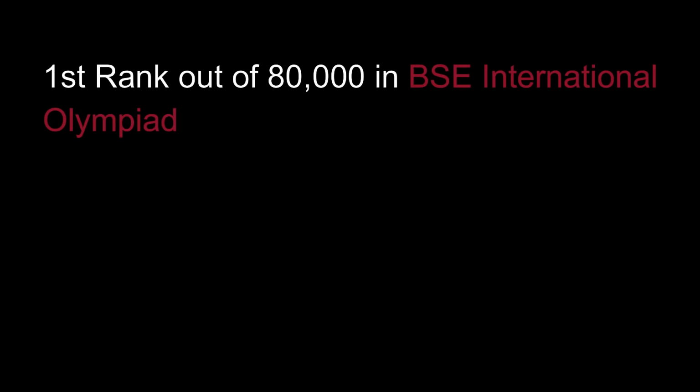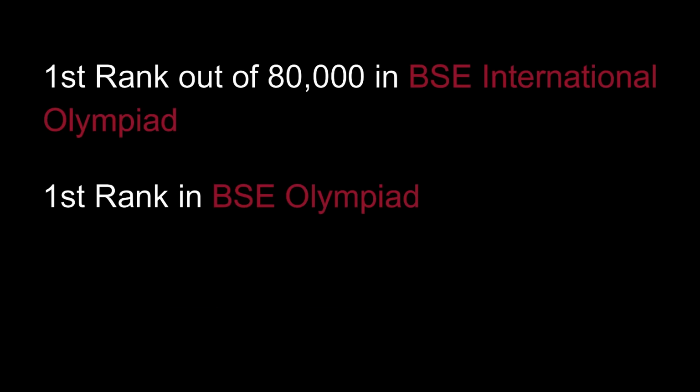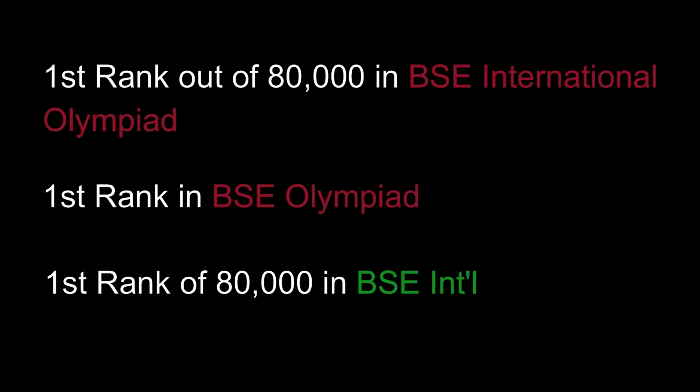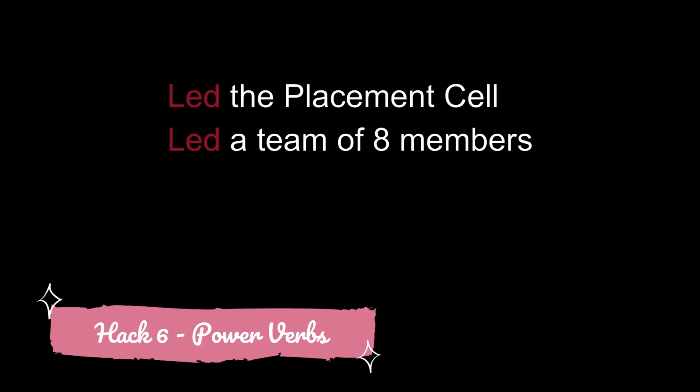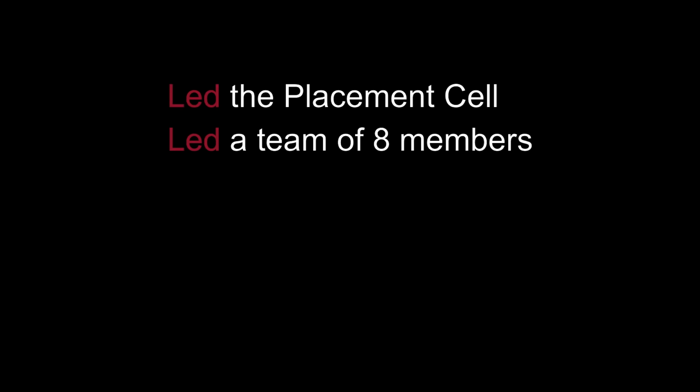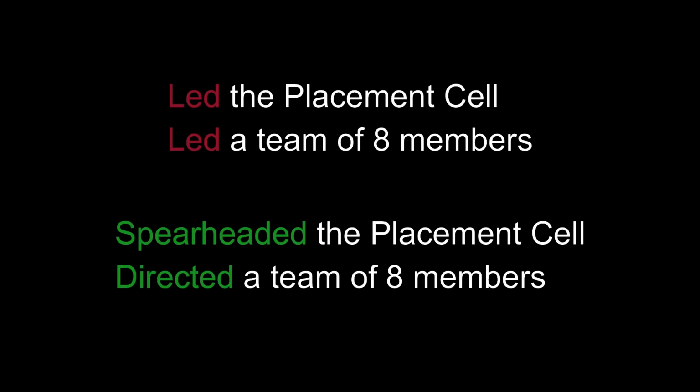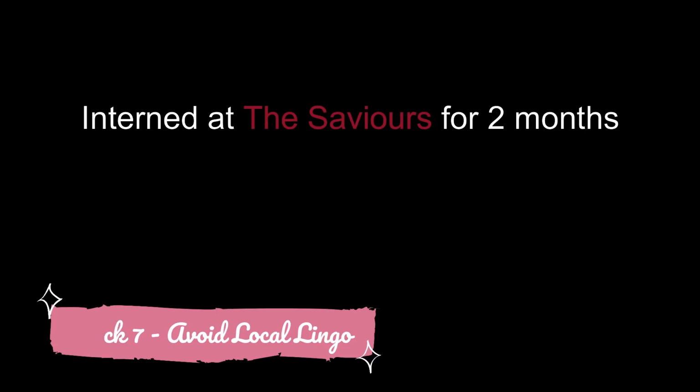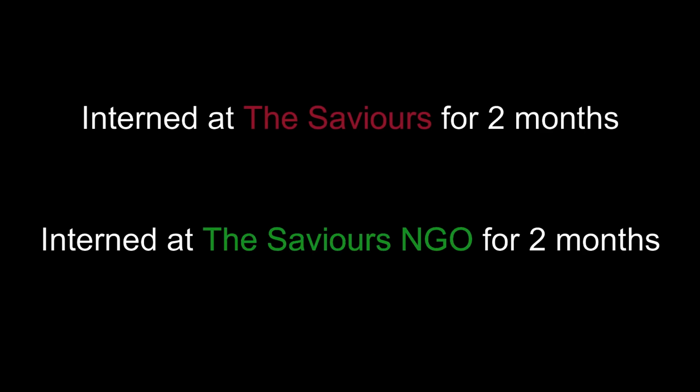Make sure that your CV points are neither too long such that they overflow in the next line, nor too short such that they leave an empty space. It's always better to put one point in one line. The power verbs that I had mentioned earlier should not be used repetitively together. Instead, you should use a variety of them when using in proximity to each other. Sometimes the interviewer may not be aware about an organization or a competition that you have mentioned, so it's better to avoid any local lingo and be totally clear about it.